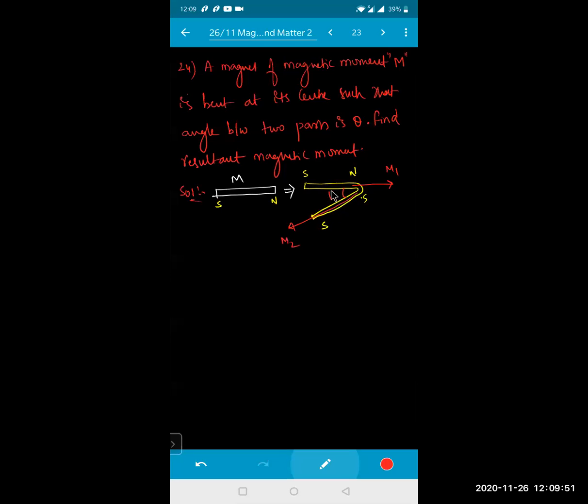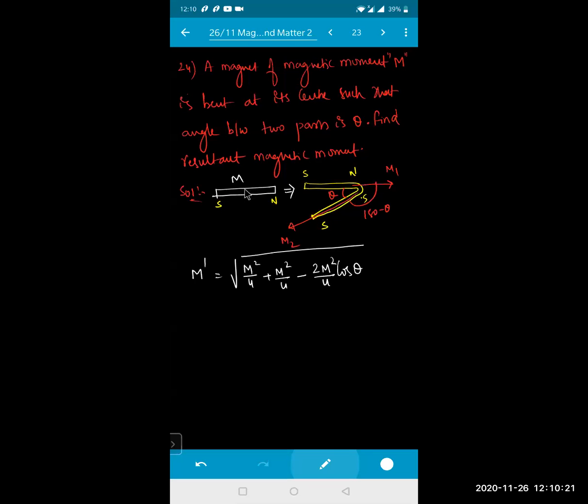If it is making an angle theta, what is the angle between these two? 180 minus theta. Right? So the new magnetic moment will become how much? M dash is equal to the square root of, if it is bent at the center, M by 2 squared, that is M square by 4, plus this one also M square by 4, minus 2 times M square by 4 into cos theta. We got it, because cos of 180 minus theta is nothing but minus cos theta.